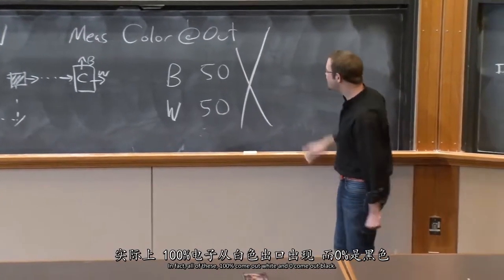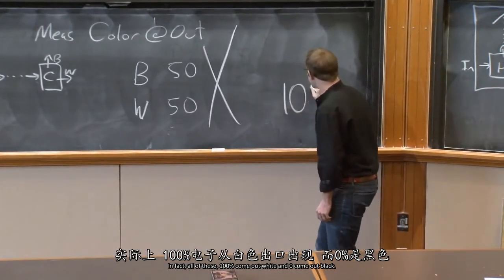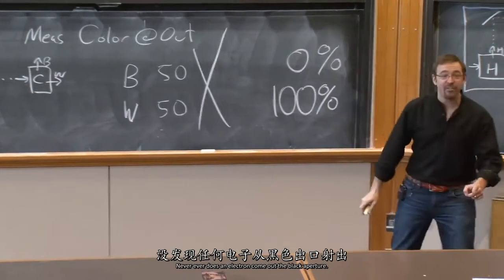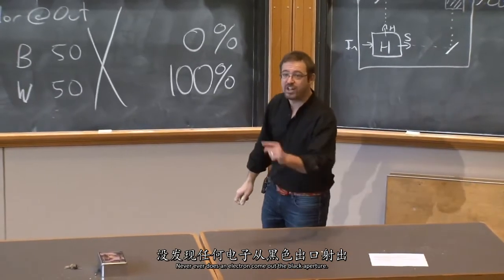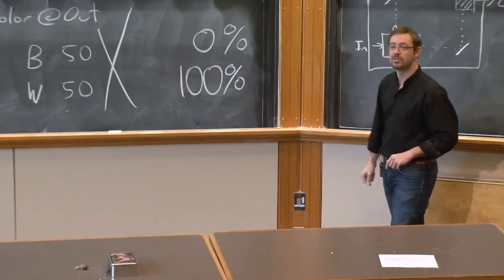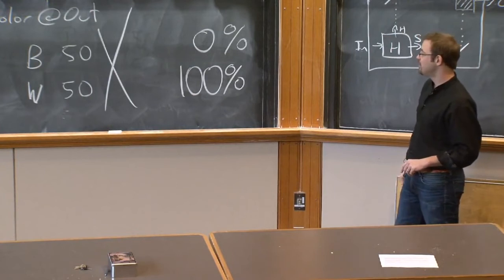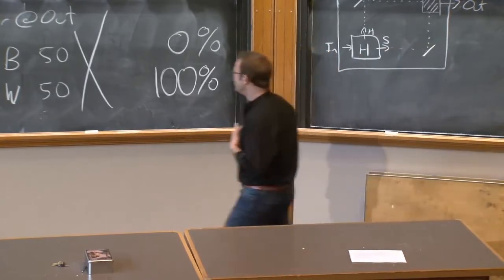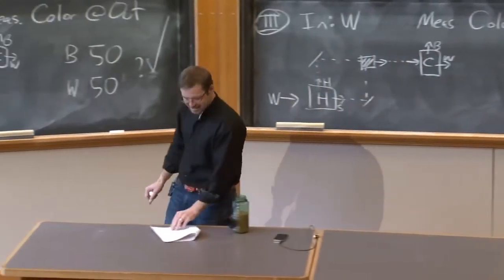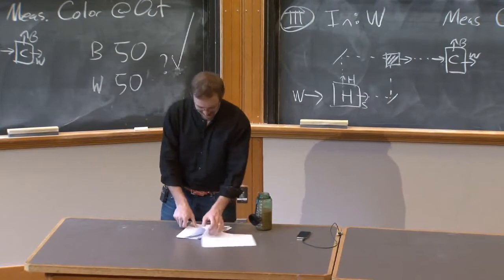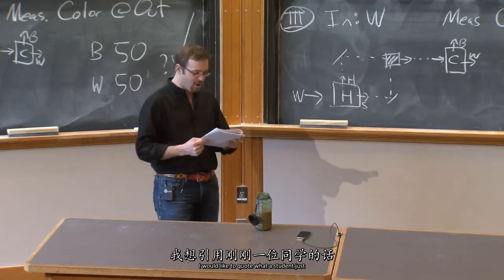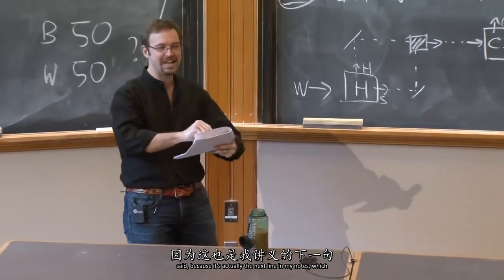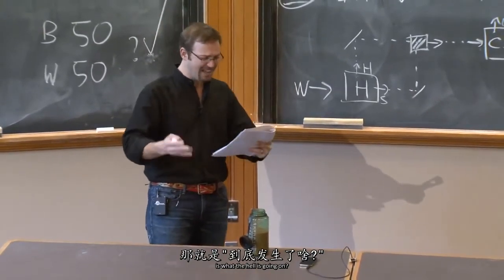This is wrong. In fact, of these, 100% come out white, and 0 come out black. Never, ever does an electron come out the black aperture. I would like to quote what a student just said, because it's actually the next line in my notes, which is, "What the hell is going on?"